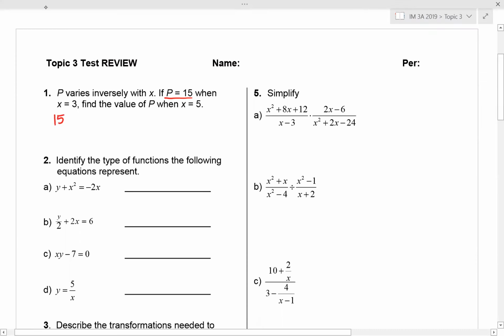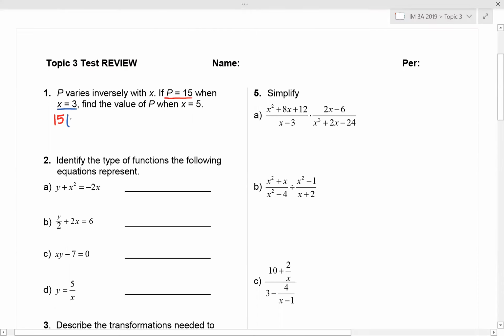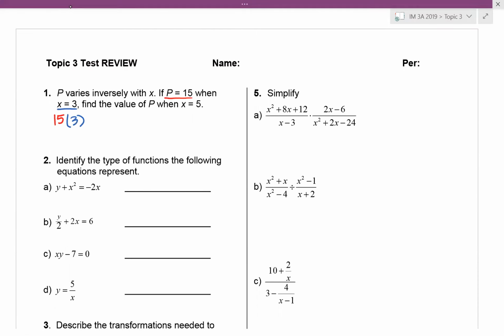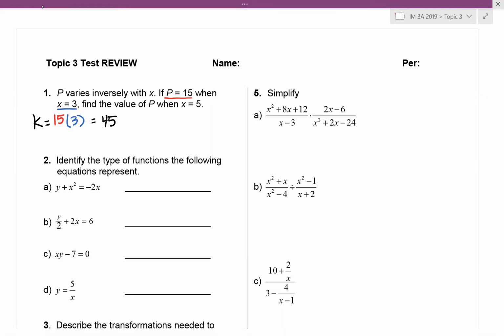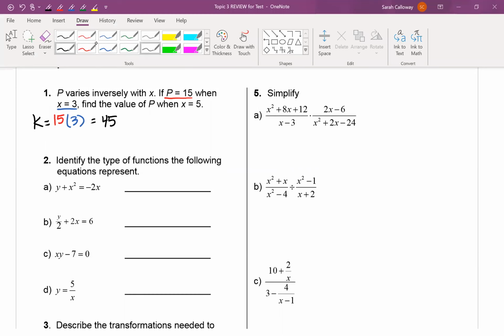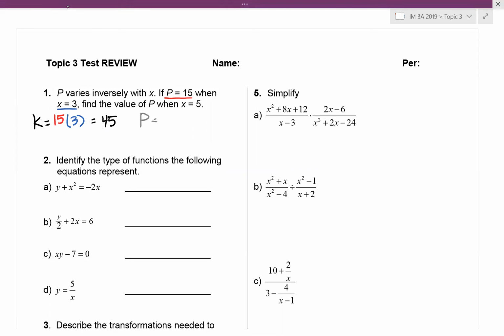So that means that 15 times 3 is the constant of variation K. And so that means that K is 45 for this problem. And then if I want to find the value of P when X is 5, the equation that we use is always that P equals the constant of variation. So in our case, 45.